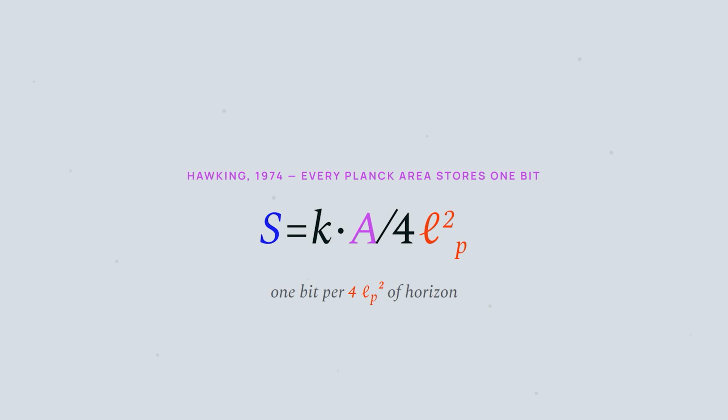2 years later, Stephen Hawking made it precise. Every quarter of a Planck area squared on the event horizon stores exactly 1 bit of information. That is the formula we just saw. The surface, not the interior, holds the data. And this was the first hint of something deeper, something almost too strange to believe.